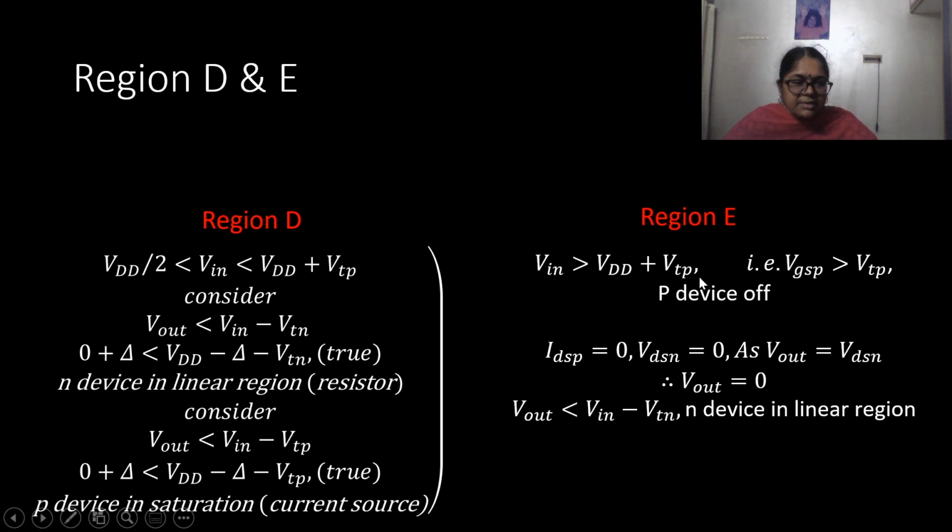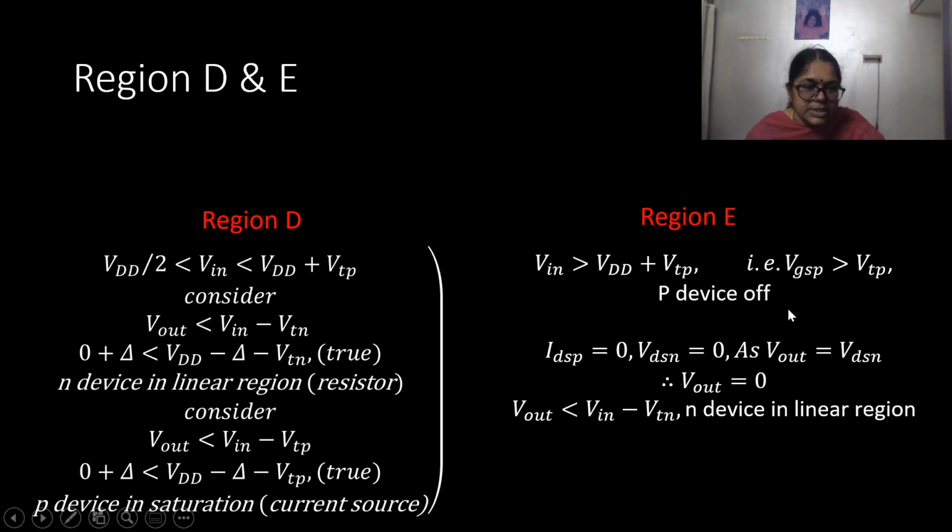So when Vin is greater than VDD plus VTP, VGSP will be greater than VTP, where VGSP is the gate to source voltage of the pMOS transistor, which is Vin minus VDD. So Vin minus VDD is greater than VTP. That is the condition, Vin greater than VDD plus VTP, or Vin minus VDD greater than VTP, that is VGSP greater than VTP. But if VGSP is greater than VTP, then the pMOS transistor is off, because for the pMOS to be on, VGSP should be less than VTP.